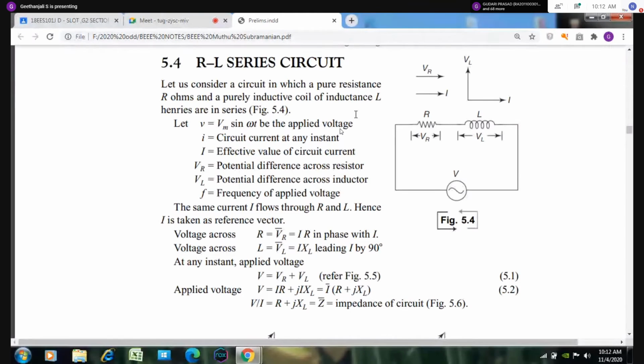Now only we'll come to the main topic. From 9 to 10, I'm handling only the basics. Now only we move on to the main topic.